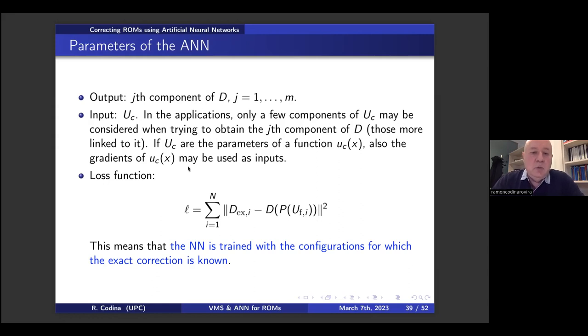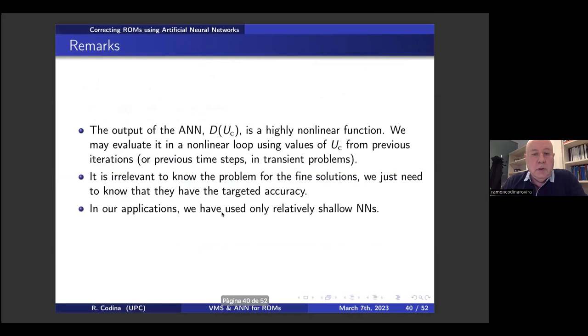So what is the loss function, the function that we want to optimize? The neural network is constructed by optimizing a loss function, and the loss function is the same as for the least square approximation. It is the difference in a least square sense between the exact correction that we know and the correction predicted by the neural network. So what does that mean? It means that, using the language of neural networks, the training set are precisely the projections of the full or refined solutions at the configurations in which we have these fine solutions. So at certain configurations from i equals one to N, we have the refined solution, we project it, and we construct the function D, which is a neural network, such that the difference between the exact correction and the modeled one is minimum in this least square sense.